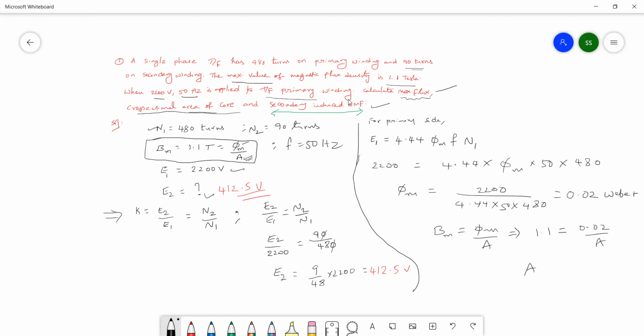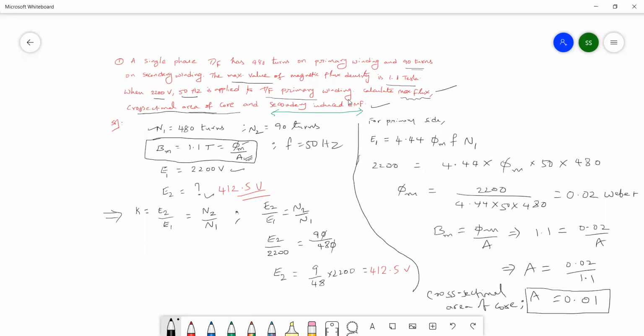So will you calculate value of A? 0.02 by 1.1. How much is the cross sectional area? 0.01. Very good.